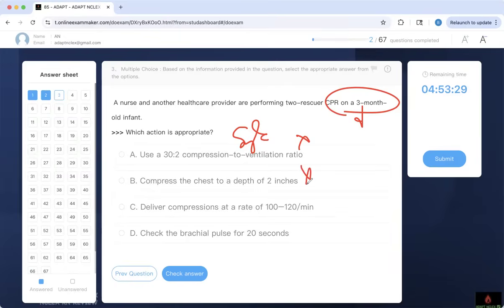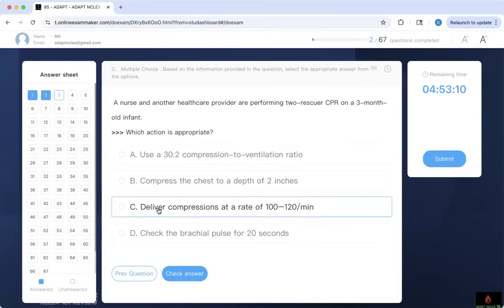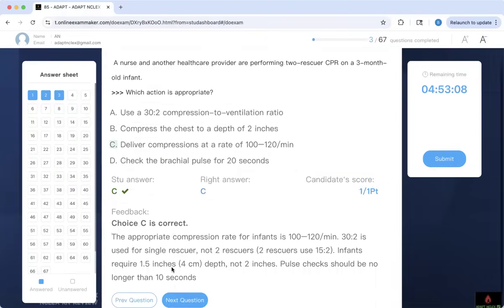This is wrong. The compression rate for everybody is what? 100 to 120. And the brachial pulse is fine, but 20 seconds is too long. You should limit it to what? 10 seconds. Therefore, our answer is what? Number 3. This is the way I want you to go through and analyze each question.